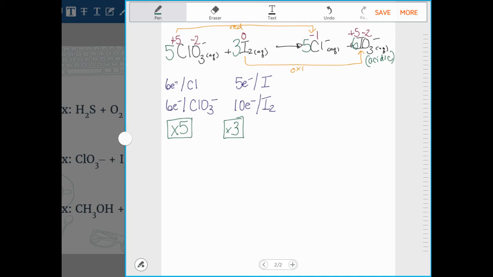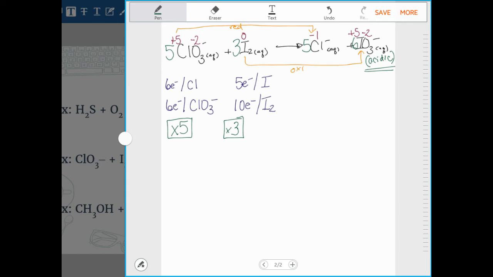So when I go back and check my oxygens, I see that I have 5 times 3, which is 15 on my reactant side, and I have 6 times 3, which is 18 on my product side. So all of a sudden something hasn't quite worked out. So this is where this acidic solution comes in to be very important. Okay, we know it's a solution.